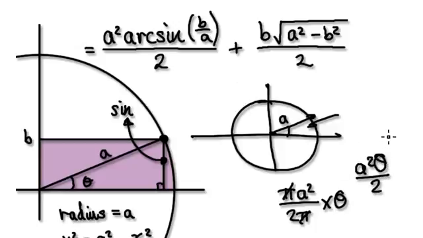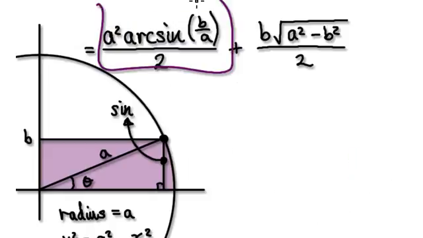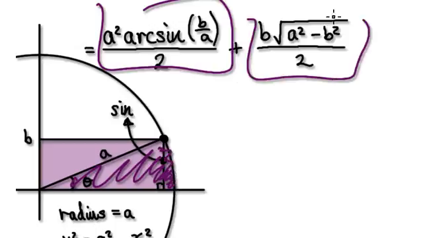Well, this theta here is, well, don't forget this is theta here. Okay, and this a squared here is this a squared here, and so on. Well, this bit here is really this area here. Okay, and this bit here is this triangle here.